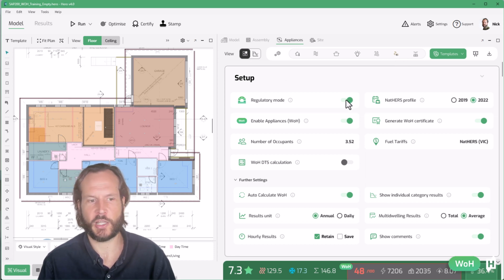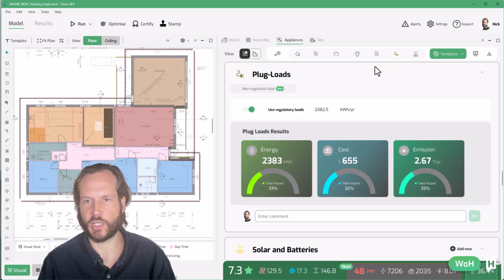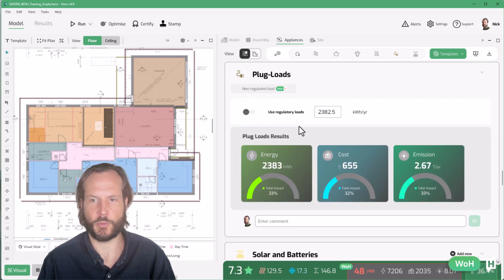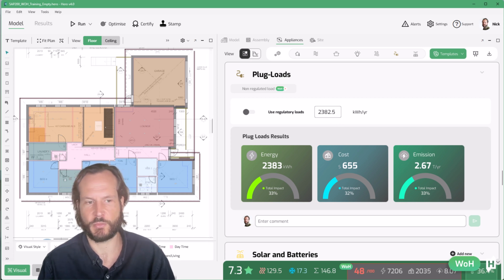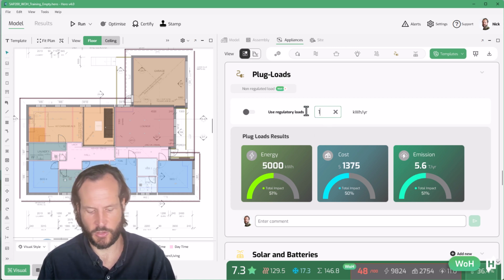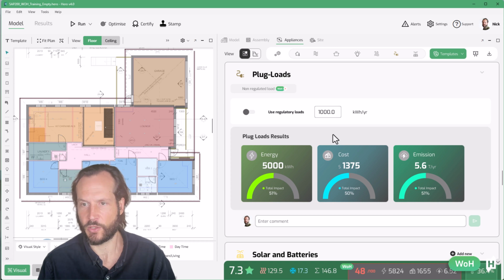But in non-regulatory mode, you can actually change it in Hero and switch it away from following the default requirements, and that can be pretty handy if you want to calculate a different overall demand profile and experiment with how the overall energy cost and emissions might change if you have an occupant who's quite a heavy electricity user, or perhaps a super efficient low electricity consuming user.